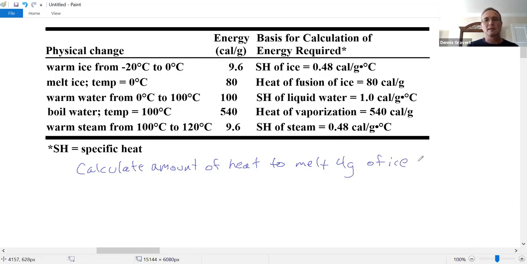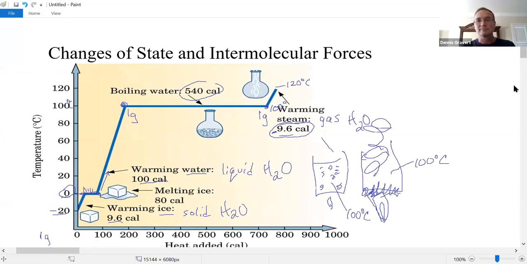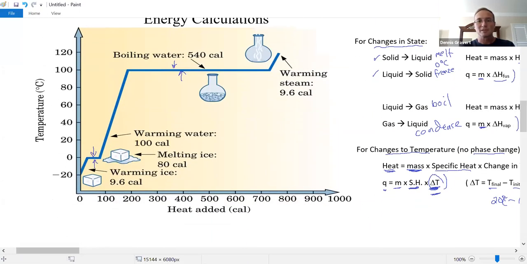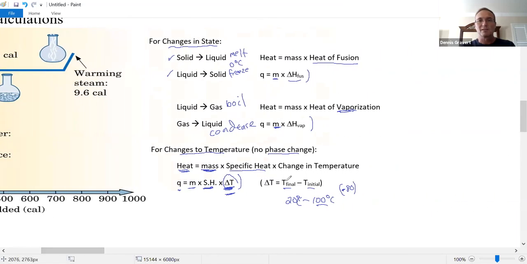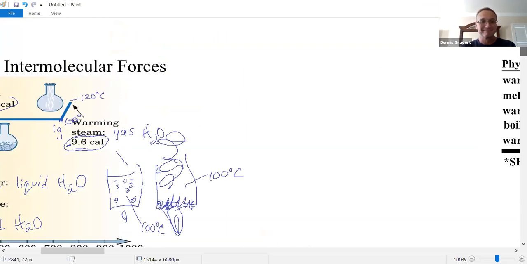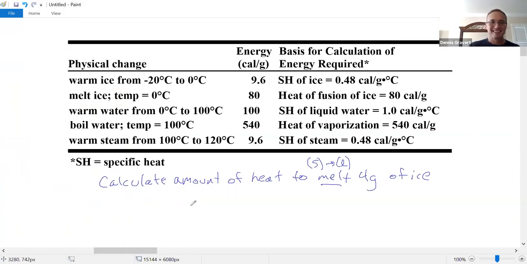4 grams of ice. Okay, so you don't have to memorize the equation, but you have to be able to pick it out. So what are we doing? We're melting, so that's changing a solid to a liquid. That's a phase change, so we don't want the equation with the delta T in it. So I don't want this equation at the bottom with the delta T, the change in temperature. No, it's a phase change. So I either take M times delta H or M times delta H. Well, let's pick M times delta H.